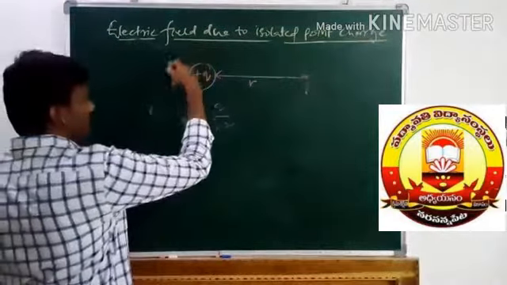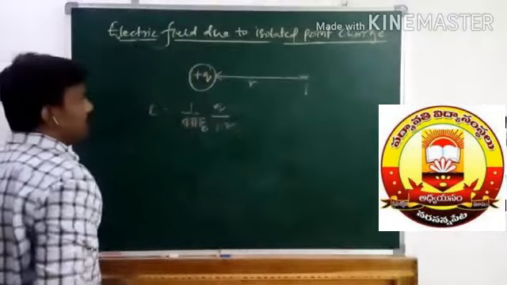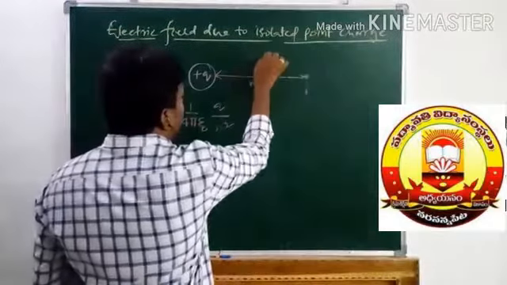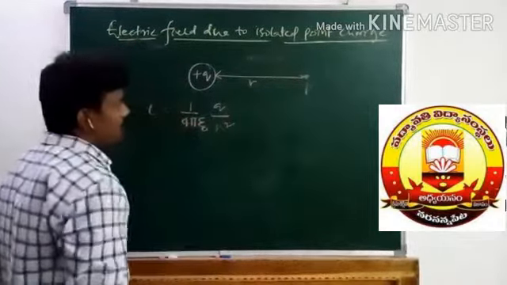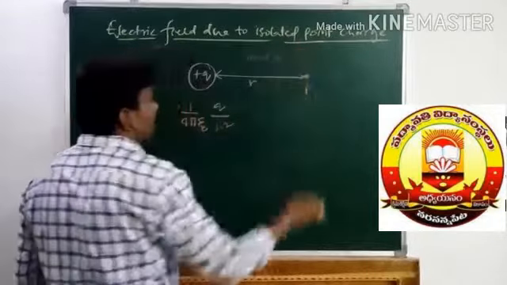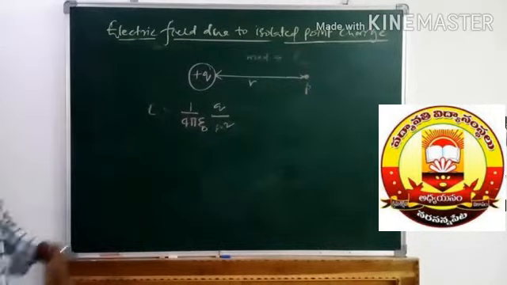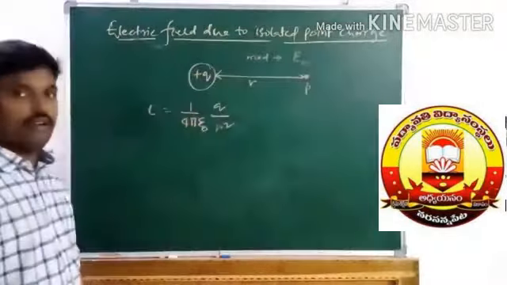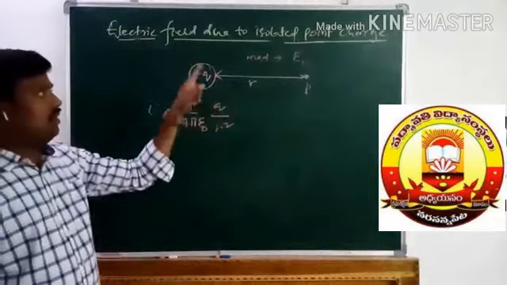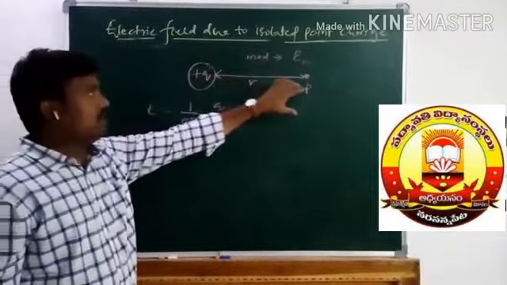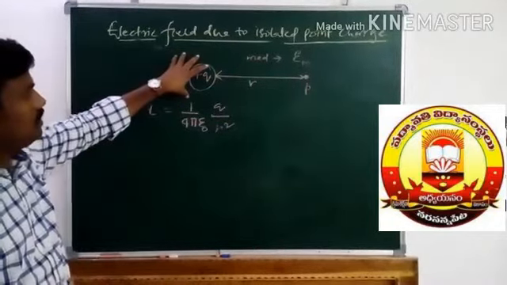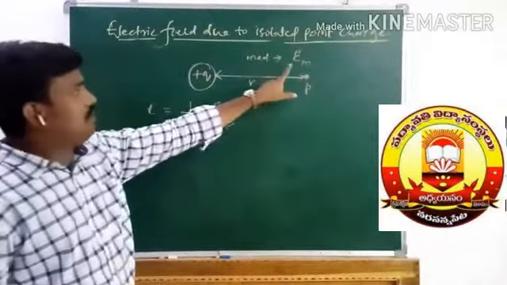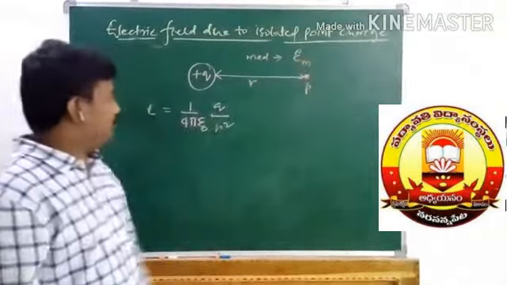But now the whole system is present in an external medium, and that medium has permittivity epsilon m. So here we are talking about permittivity. Day before yesterday we discussed the permittivity of a medium. It's a characteristic of a medium, and now we are going to find the electric field intensity due to this point charge at a point P inside a medium that has permittivity epsilon m.